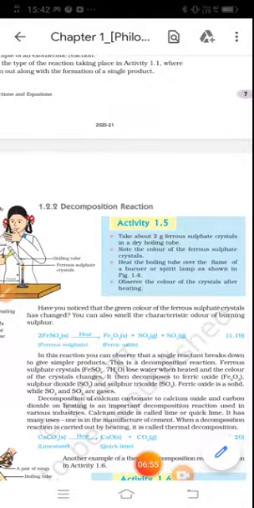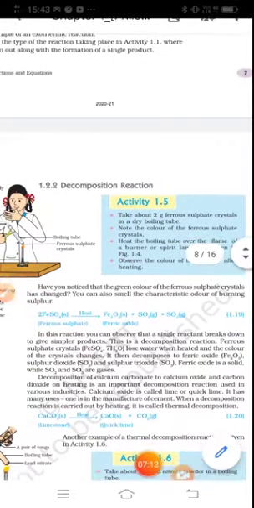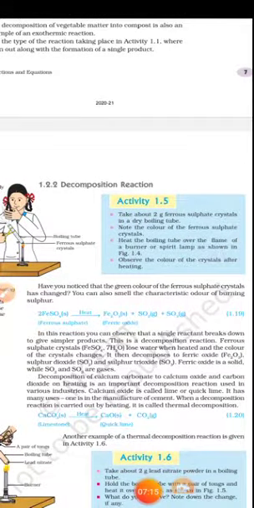Ferrous sulfate loses water when heated and the color of the crystal changes. Then it decomposes to ferric oxide, a solid, with SO2 and SO3 gases.